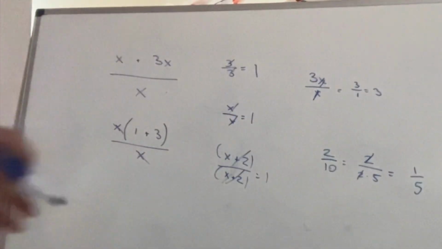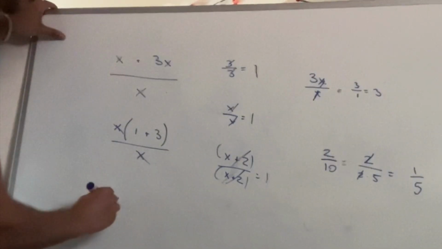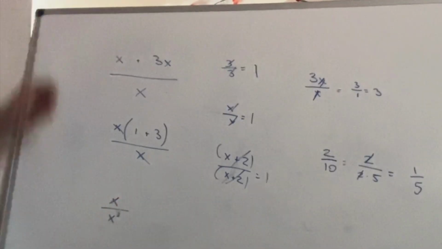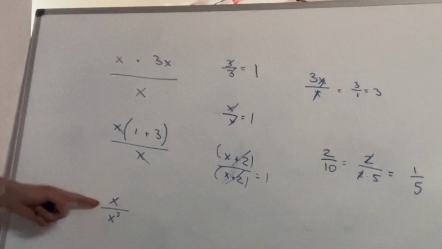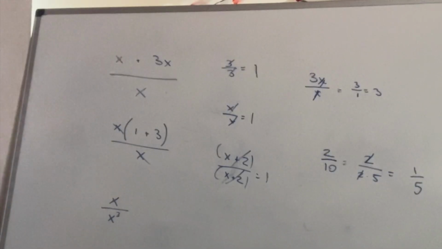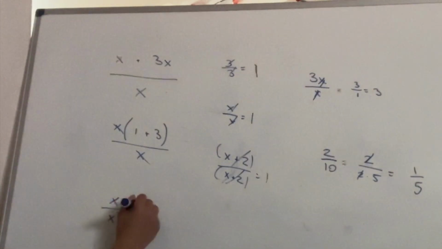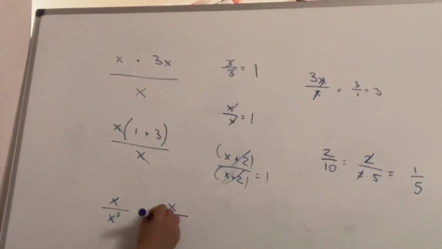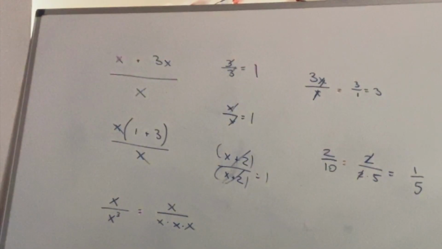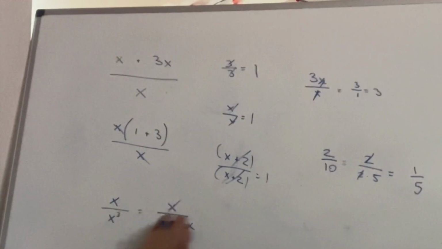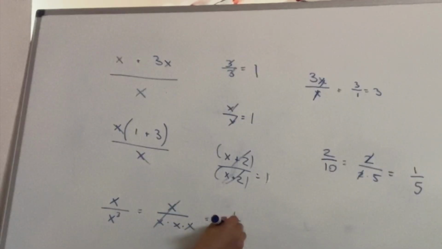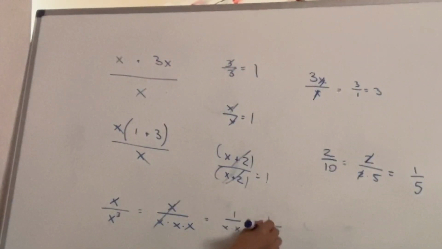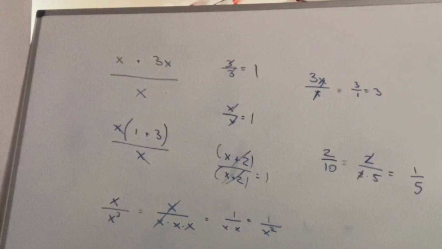If I had something a little more complicated, like x over x cubed, what do I do here? Well, there's an x on top, and there's an x cubed on the bottom. X cubed is the same thing as saying x times x times x. So if you want to visualize it that way, it's going to be x times x times x. One of the x's cancel out, so you cross out that, so it becomes 1 over x times x, which is the same as saying 1 over x squared. Alright?